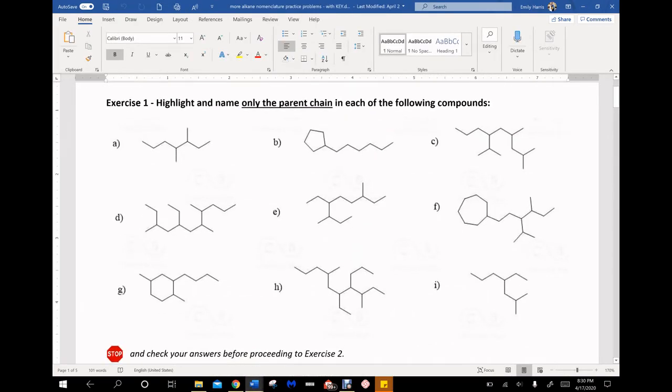And so the first ones I'd like you to try is highlighting and naming only the parent chain in each of the following compounds. And so I'm going to have you just do A, B, and C. So it says highlight and name only the parent chain in each of the following compounds. So pause the video, try A, B, and C, and then we will check your answers.